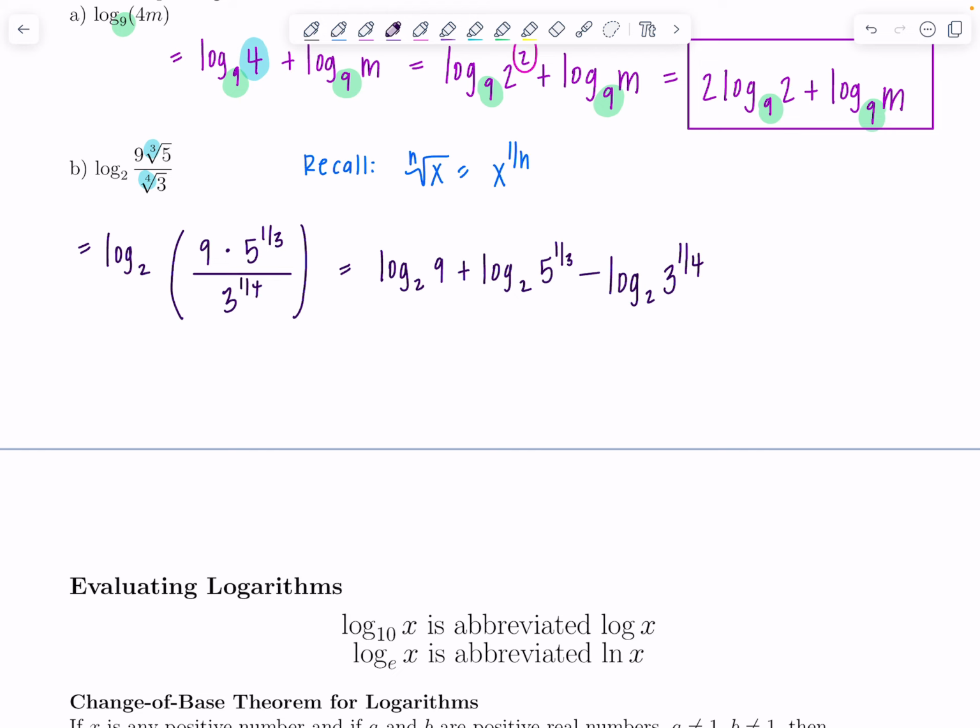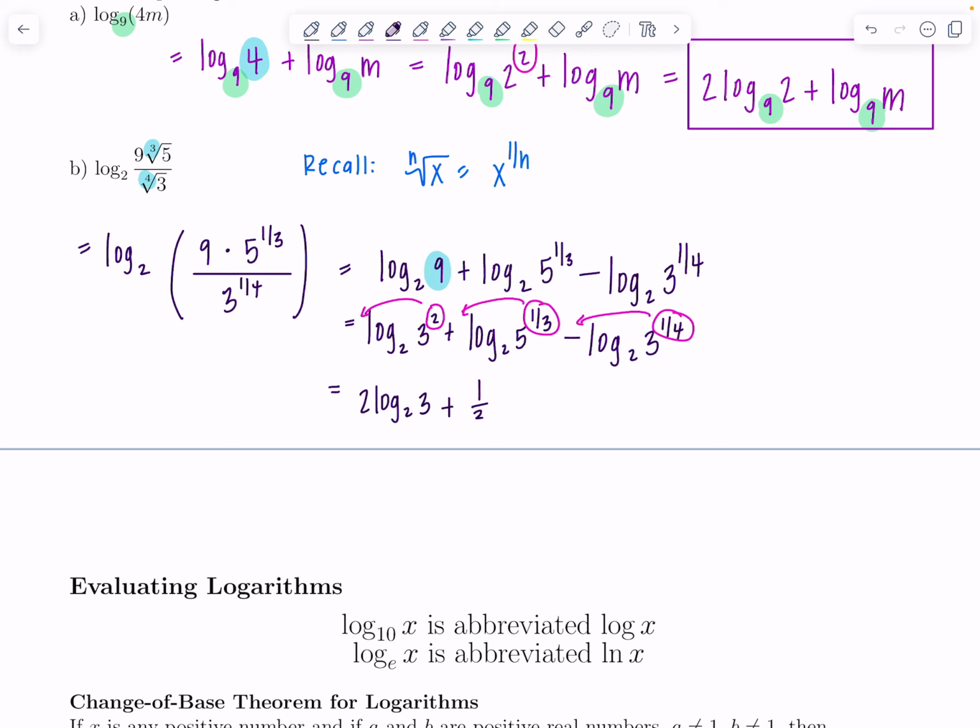Okay, good. Now in the next step, I can simplify 9 as 3 squared. So this is log base 2 of 3 squared plus log base 2 of 5 to the 1/3 minus log base 2 of 3 to the 1/4. And then what's the last thing you notice that we can do to simplify? Very good. Bring those exponents down in the front, all 3 of them, and then we should be done. So this is going to be 2 log base 2 of 3 plus 1/3 log base 2 of 5 minus 1/4 log base 2 of 3.